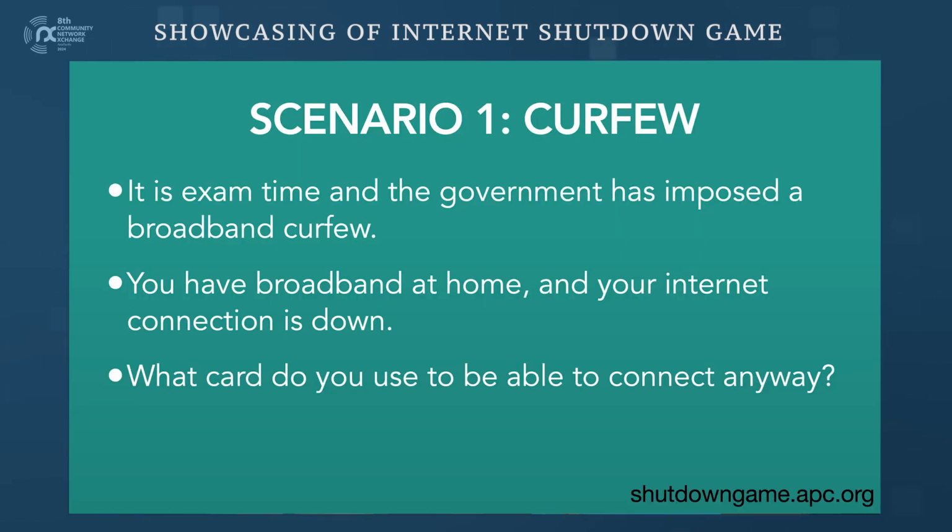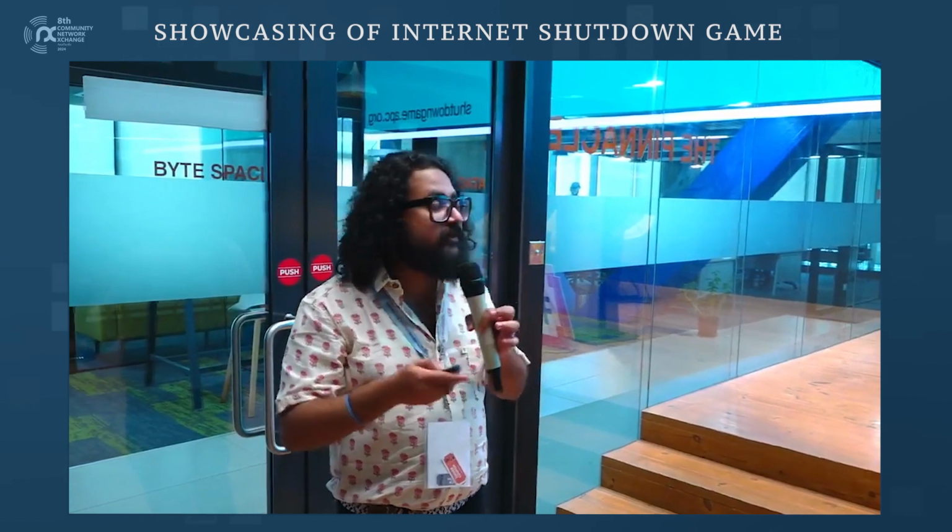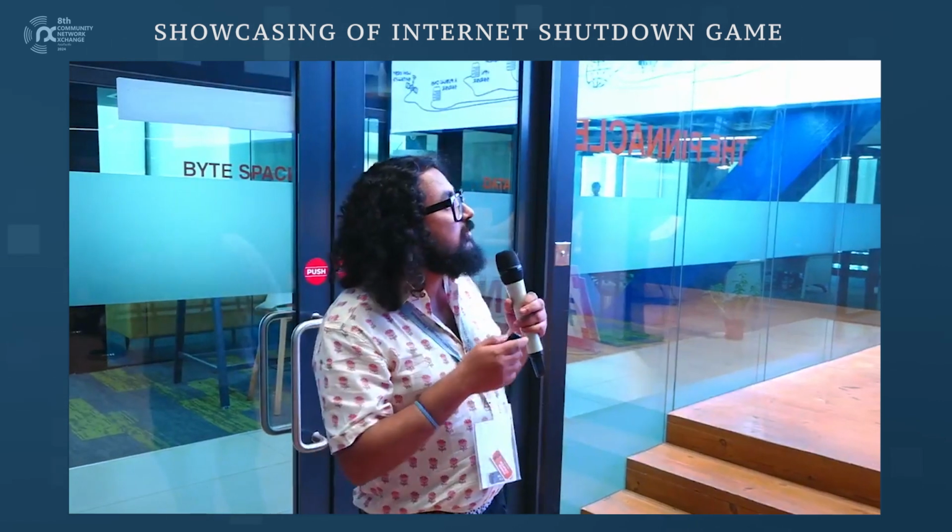Okay, so this is a very simple one. This is your first scenario. It's exam time, and the government has imposed a broadband curfew. You have broadband at home, and your internet connection is down. What card, from the same card list, I'll show it to you again, can you use to circumvent this shutdown? And we first take a look at the map of how this shutdown is happening.